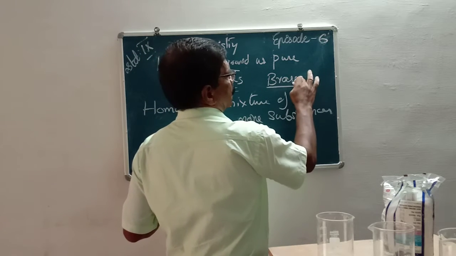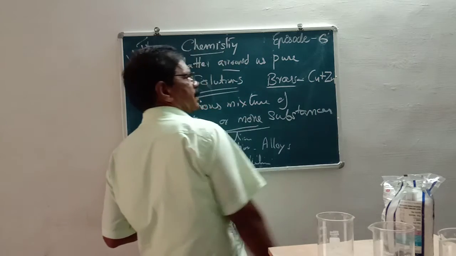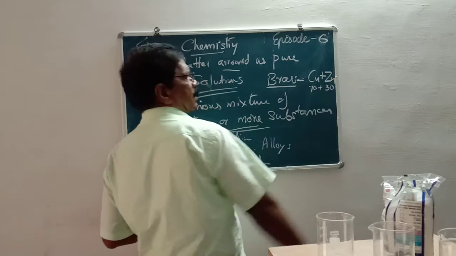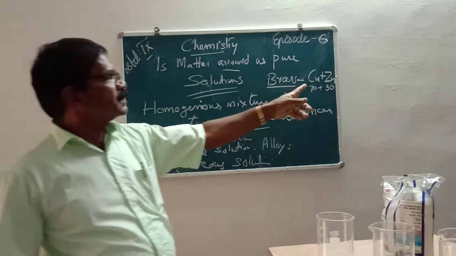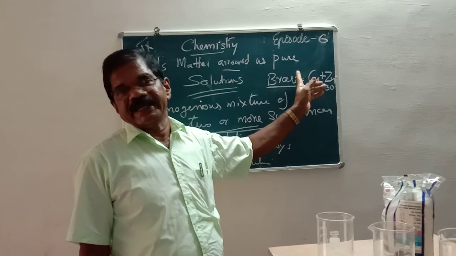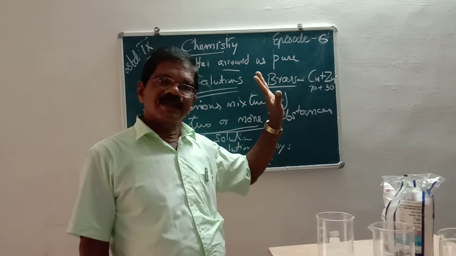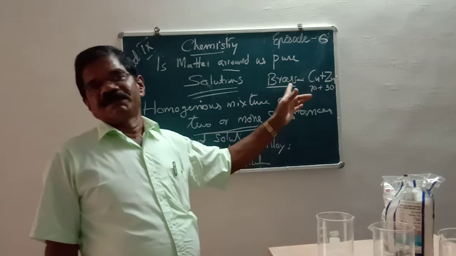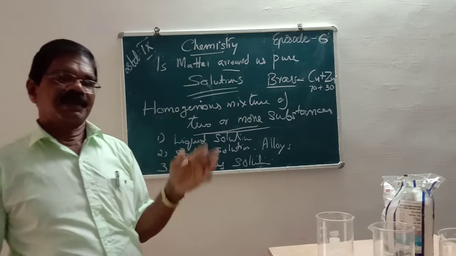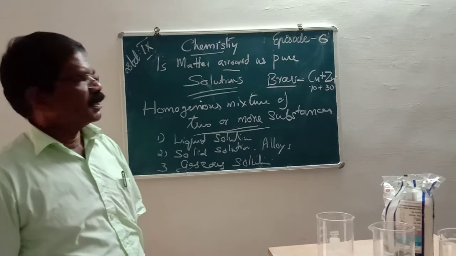Brass is a mixture of two metals, copper and zinc: copper 70%, zinc 30%. These two metals combine to form an alloy. There's only one condition: when an alloy is formed, at least one of the components must be a metal. There may be two or more components, but at least one of them must be a metal. For example, so many items in our day-to-day life are made of alloys.